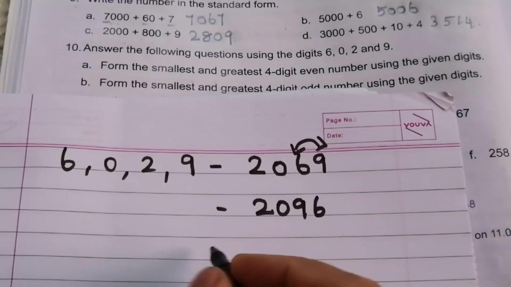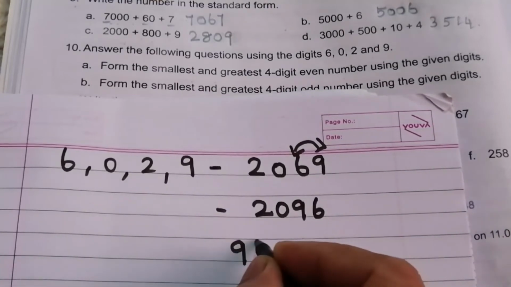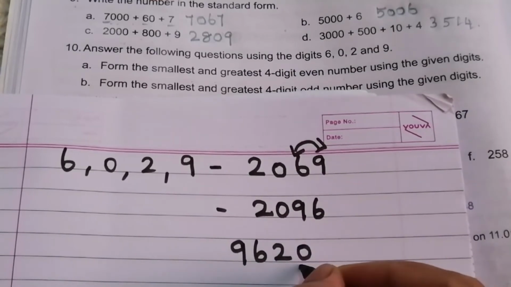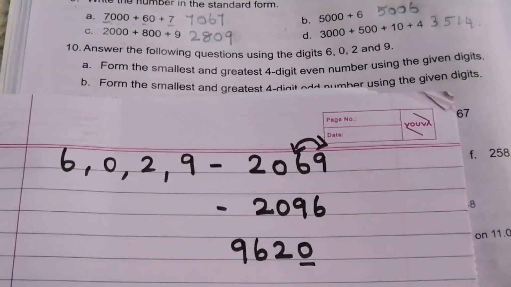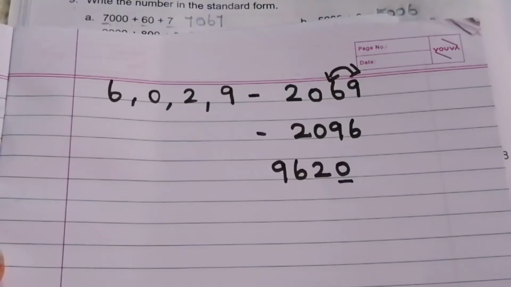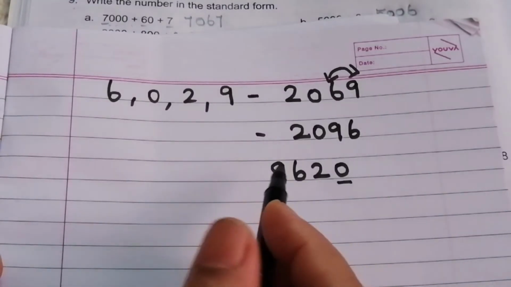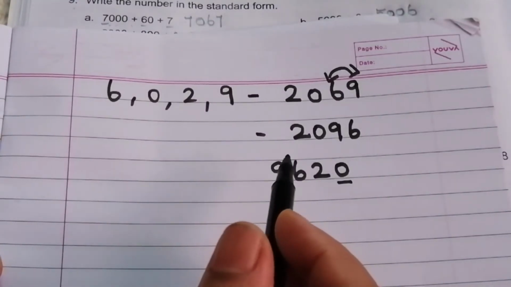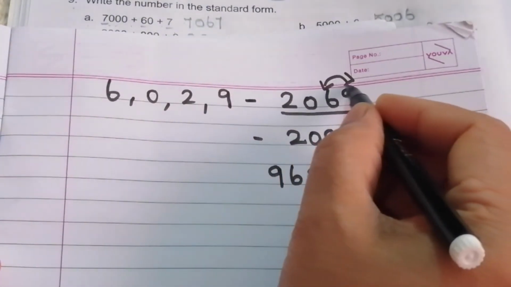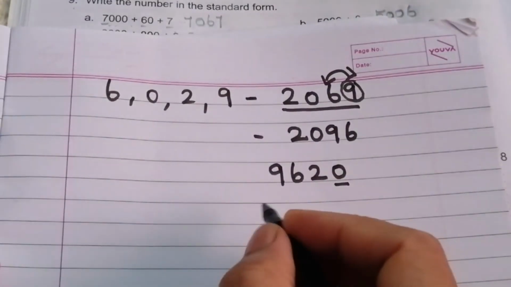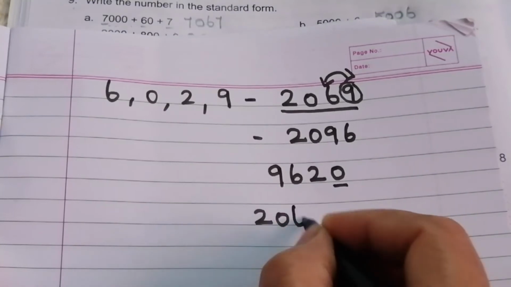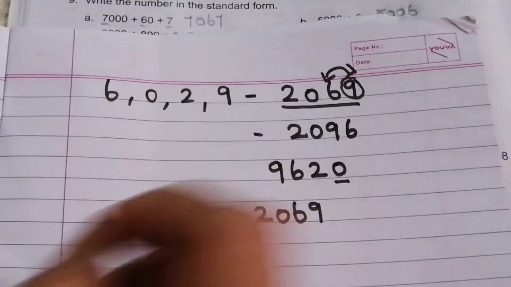And greatest 4-digit number is 9620. So 0 is the even number. So this is the 4-digit even number also. Okay. And next they are asking us to find out the smallest 4-digit odd number. And this is the smallest 4-digit number. And this is the odd number. So smallest 4-digit odd number is 2069.